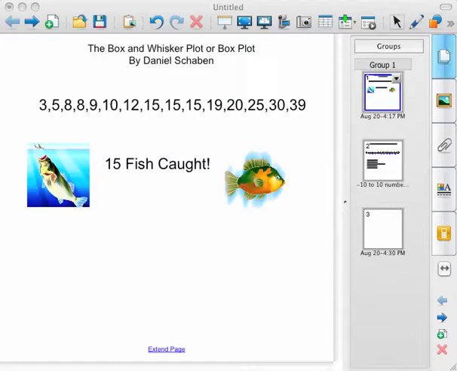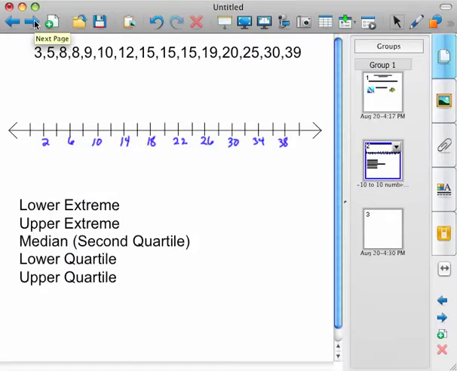So I've put this data in order. You may not have caught them in order, but it's good you put the data in order. I just did that to save some time. So here's the data in order from least to greatest.